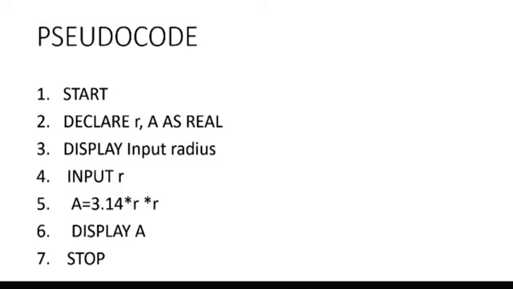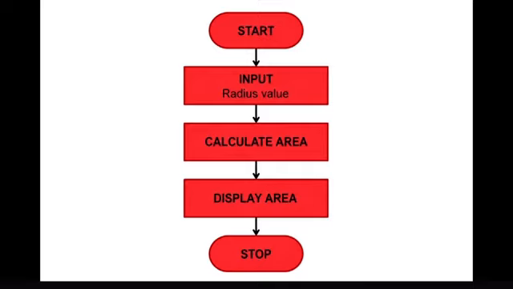So let's discuss the flowchart. A flowchart is a graphical representation of an algorithm, and it uses symbols and arrows to show the sequence of operations. It's also important because it makes the program easy to visualize and understand. For this question, the flowchart will follow this sequence: start with an oval, input your radius value with a rectangle, calculate the area with a rectangle, display your area with a rectangle, then stop with an oval. So this is the flowchart.